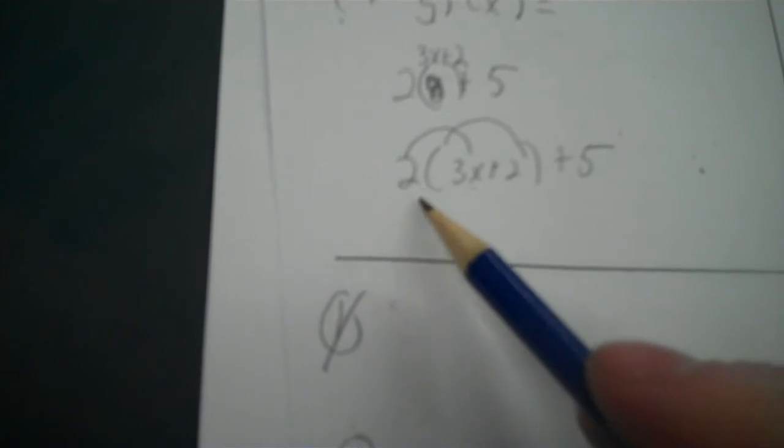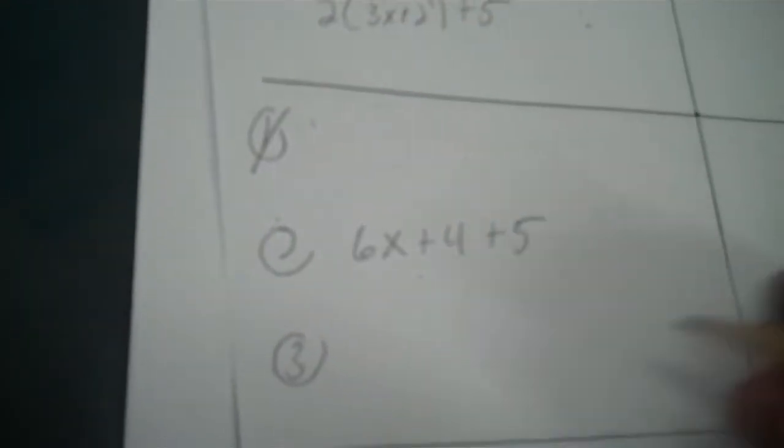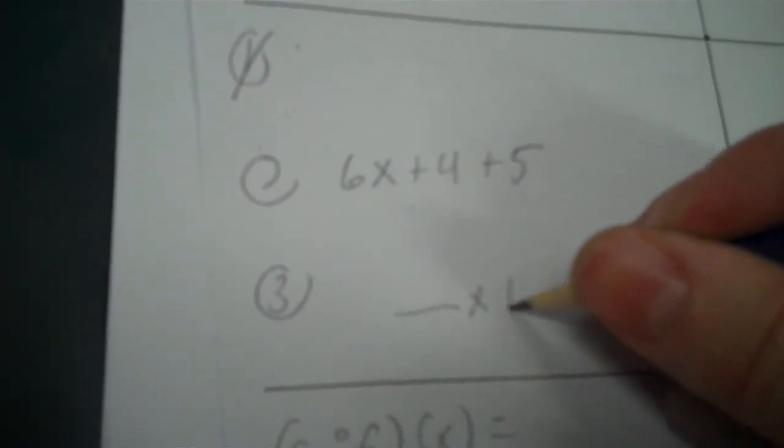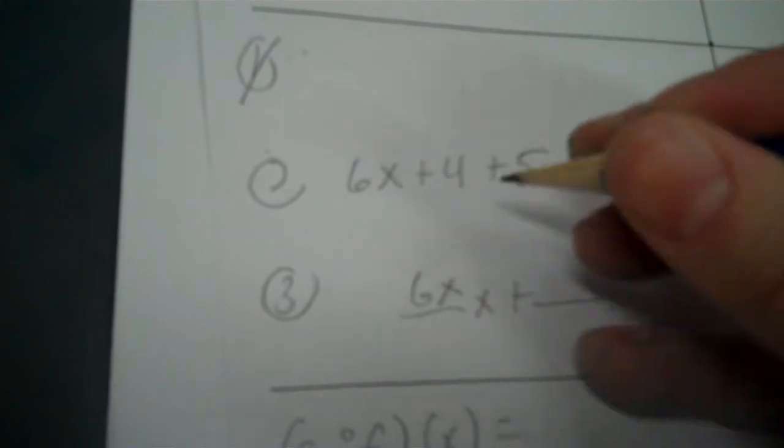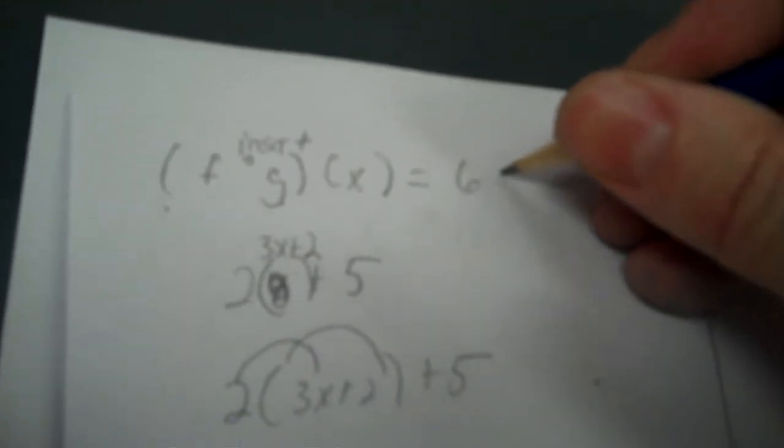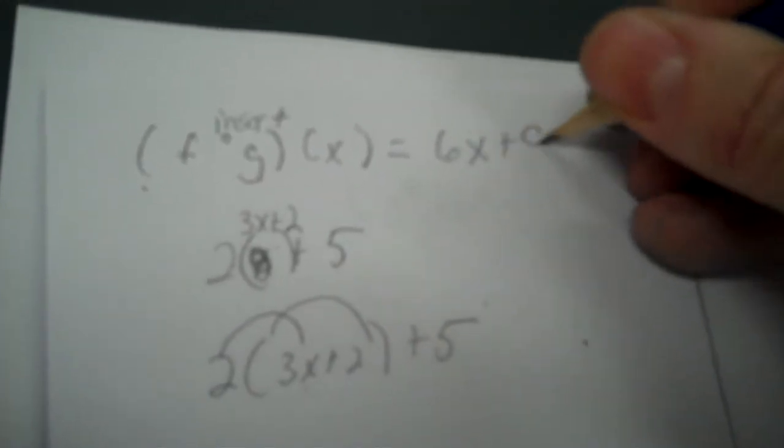Okay, now we simplify it. We don't have to do step 1, but we have to do step 2 here because we have to distribute our 2. Not to the 5, just the 3x and the 2. So 2 times 3x is 6x, 2 times 2 is 4, and then plus 5. Then I combine like terms. So we got 6x, and then 4 plus 5 is 9. So this composition is equal to 6x plus 9.